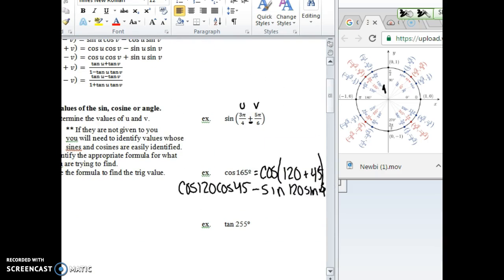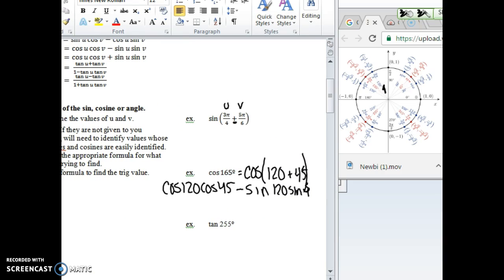Then I'm just going to simply rip off my values. So cosine of 120 is negative 1 over 2. The sine of 120 is root 3 over 2. 45 is going to be root 2 over 2 for both the sine and the cosine, with a minus sign in between. That gives me negative root 2 over 4 minus root 6 over 4, which is negative root 2 minus root 6 all over 4.